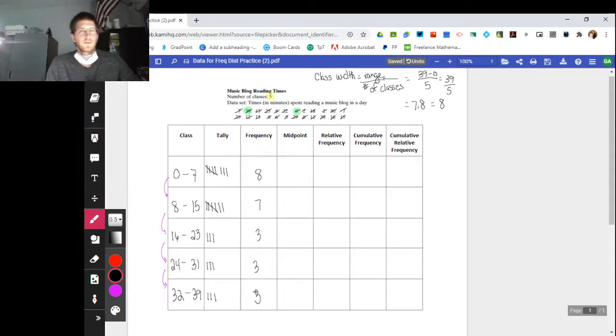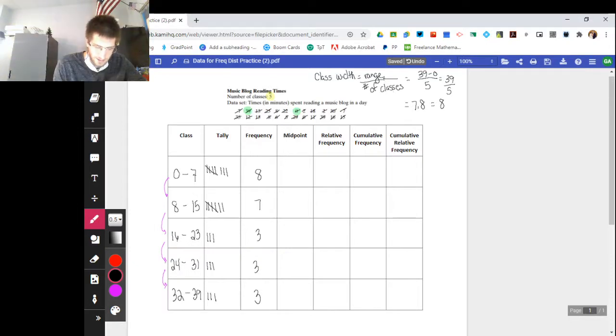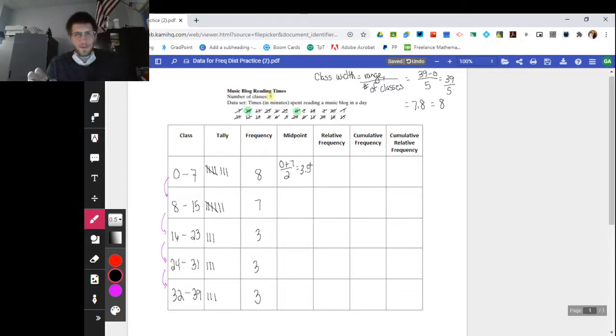So that's my frequency. For the midpoint of the class, we have this formula that says it's the lower class limit plus the upper class limit divided by 2. So 7 divided by 2 would just be 3.5. And remember that if our class width was 8, if all the lower limits go up by 8, all the upper limits go up by 8, then it should make sense that down the middle would increase by that same amount. So we can just add 8 to this as well.